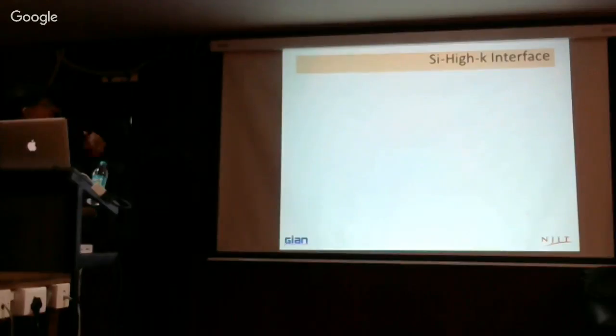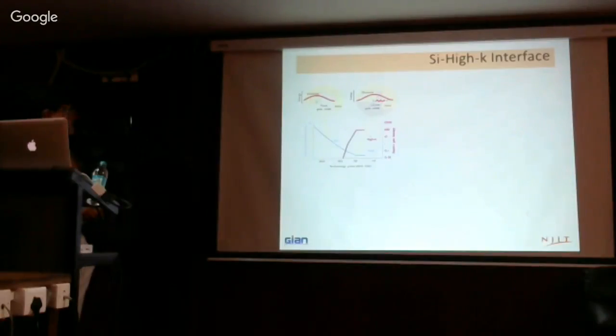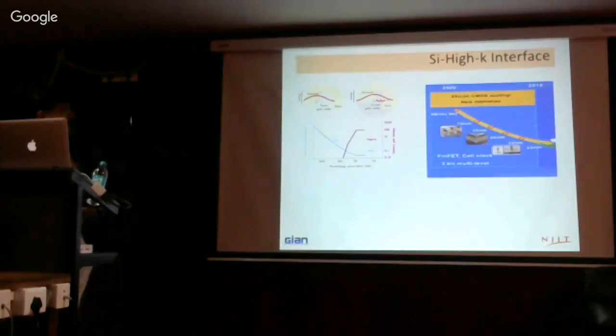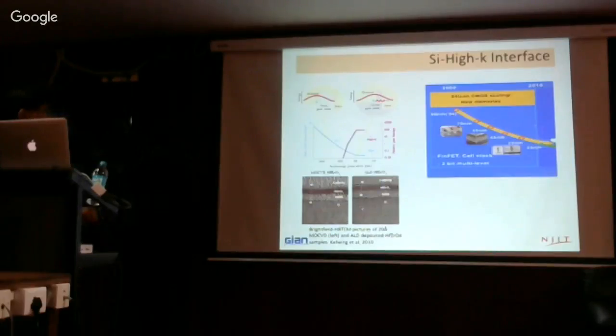So now we'll go to the silicon and high-K interface. As we discussed, high-K was introduced because of the direct tunneling leakage current, which was not manageable. In the process, at 45 nanometer we first started this high-K introduction, and 22 nanometer is still high-K. And there was a process with silicon oxynitride and then high-K.